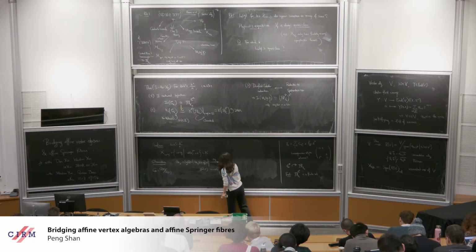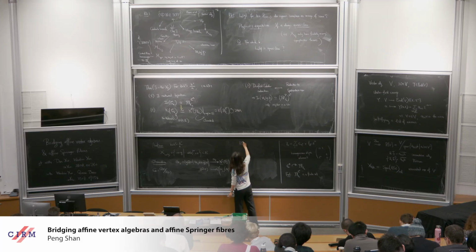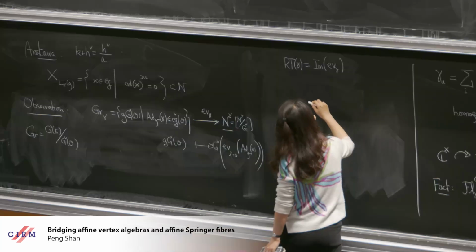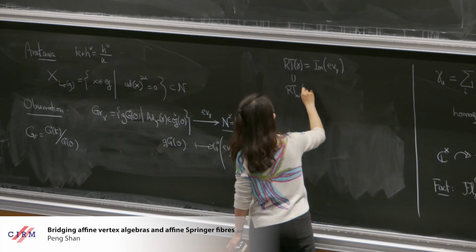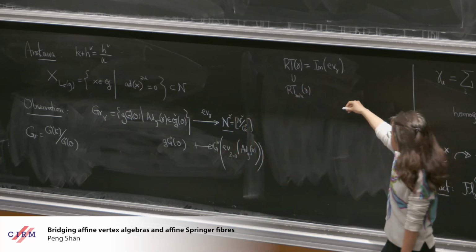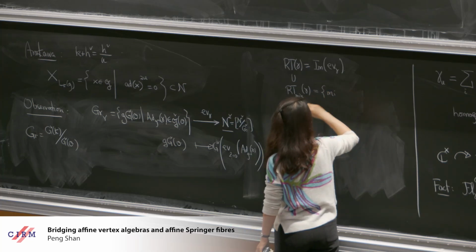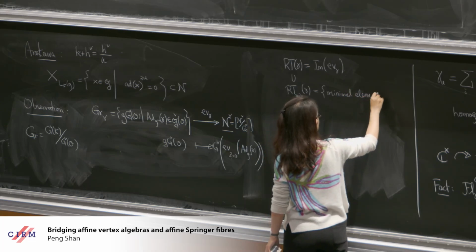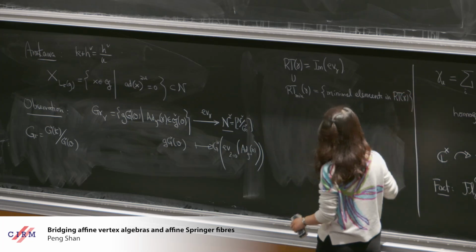map. Maybe I should put a check here. So reduction type of gamma is the orbits in the image of this evaluation map, and in which you can take the subset of minimal elements in this set. So with respect to the partial order given by the inclusion of the closure. So minimal elements in RT gamma, which may not be unique in general.